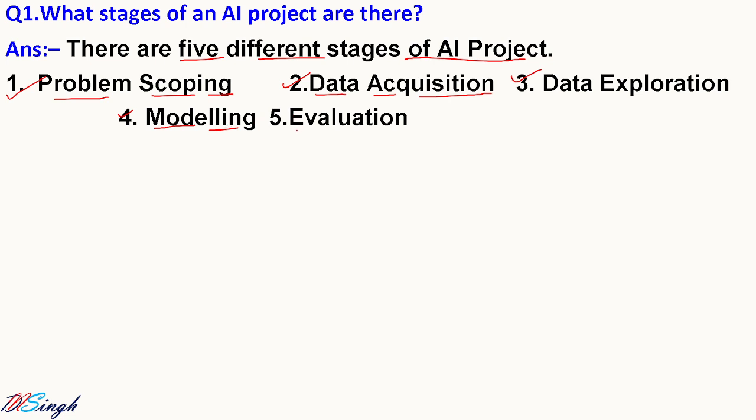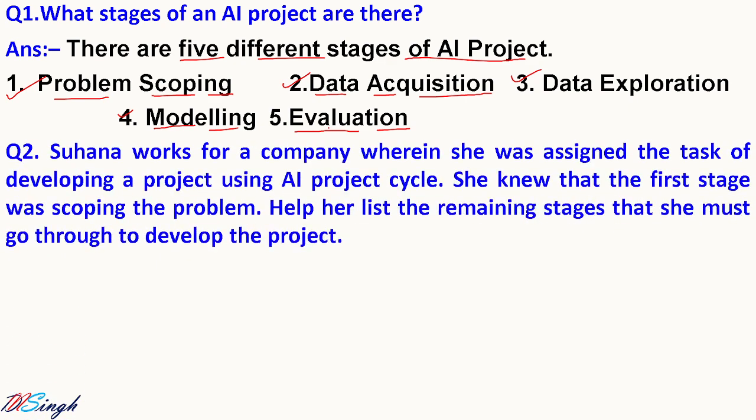And fifth, that is the final step, is what? Evaluation or testing. In that we test our model, whatever we have prepared, is it working correctly or not. So there are different methods to test it, different methods for modeling, and also for data exploration and acquisition. In short, there are 5 stages in AI project cycle: problem scoping, data acquisition, data exploration, modeling, and evaluation. Let us move ahead to the next question.